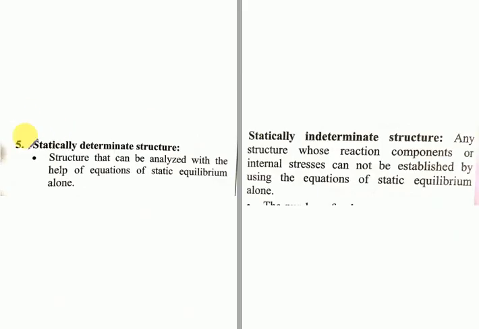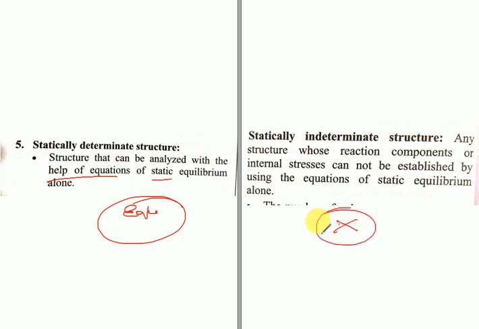Then you need to know the difference between a statically determinate structure and a statically indeterminate structure. A statically determinate structure is a structure that can be analyzed with the help of equations of static equilibrium alone. But in case of a statically indeterminate structure, the reaction components or internal stresses cannot be established by equations of static equilibrium alone.